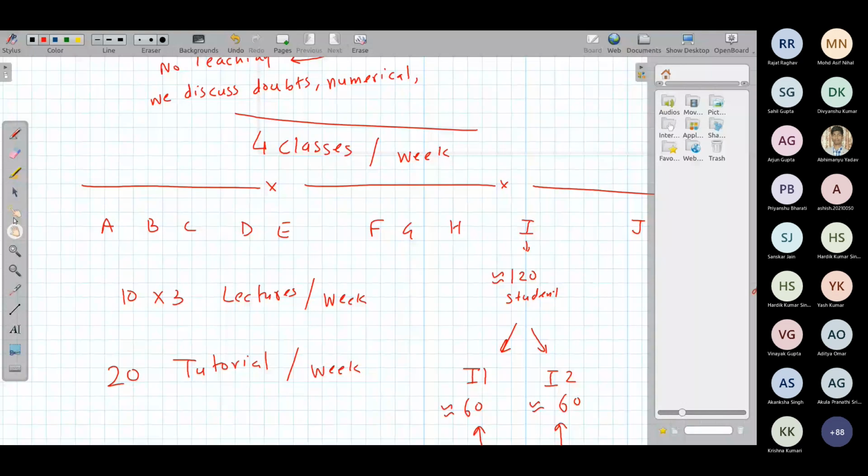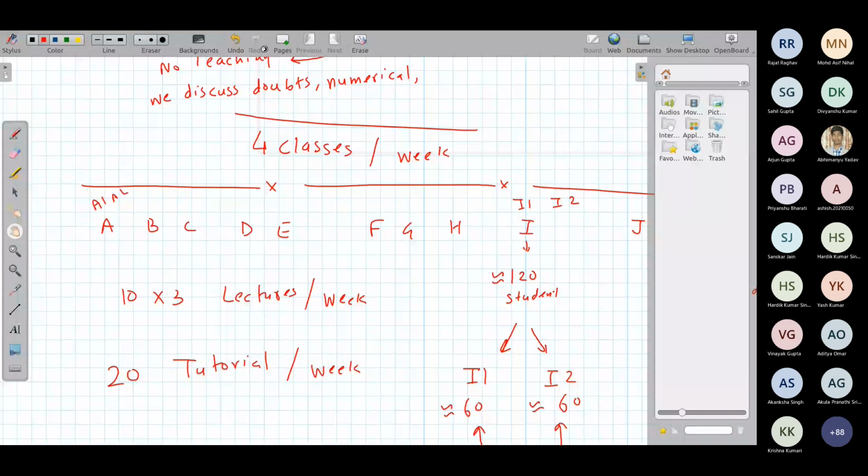That's why you can see in your timetable that when there are lecture classes, there is only I word, but when there are tutorial classes, there are I1, I2, similarly A1, A2, B1, B2, and so on. Okay. So this is the splitting of students in various groups.